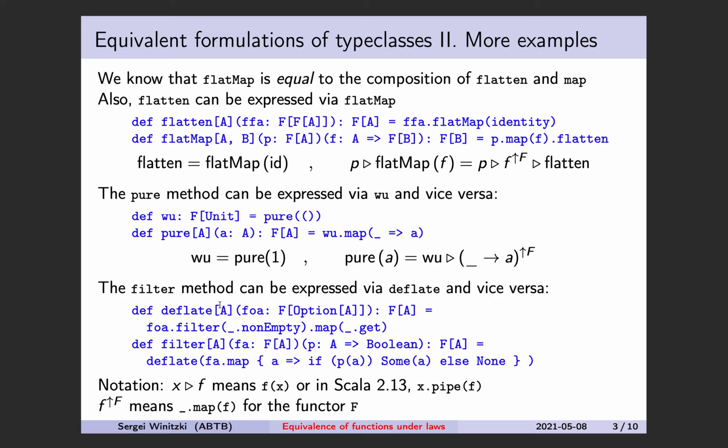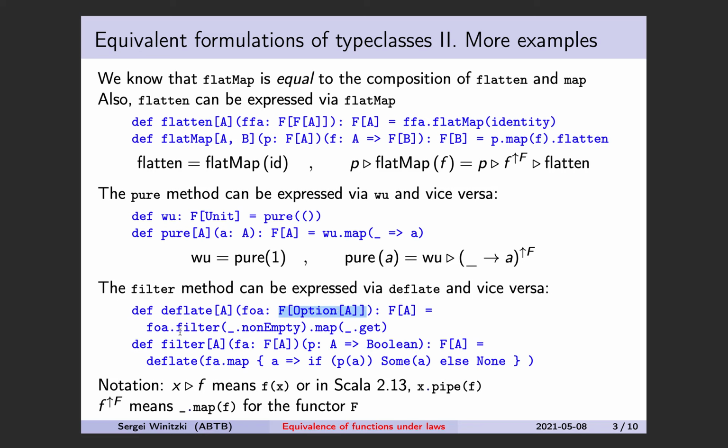And the third example is a bit more involved. It is the filter method, which can be expressed through a function called deflate. Now this function may not be very well known, but deflate has a type signature of f of option A going to f of A, whereas filter has a more complicated type signature. It has f of A, and it has a predicate A to Boolean. There's no predicate here, so it's a much simpler function.